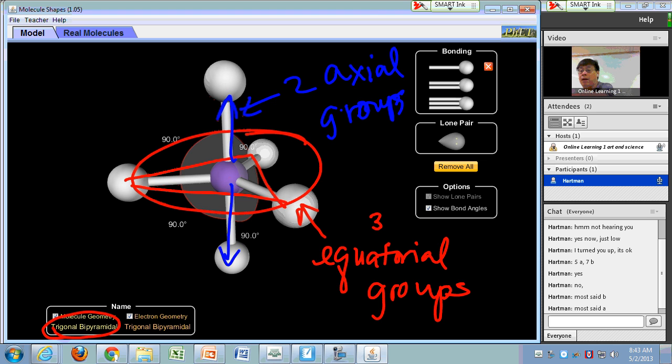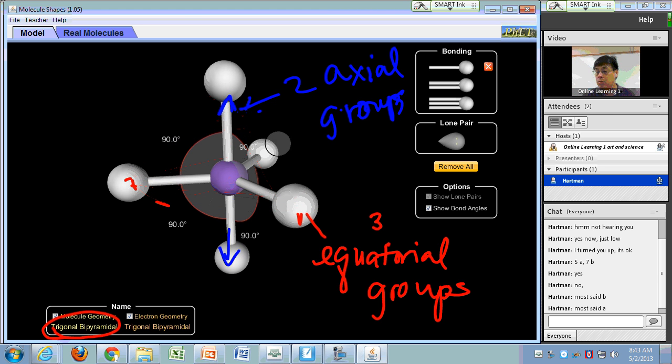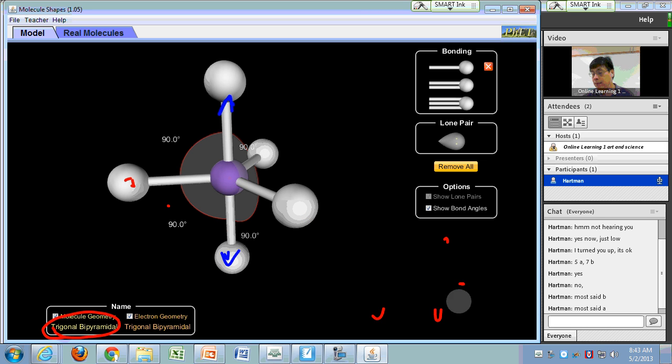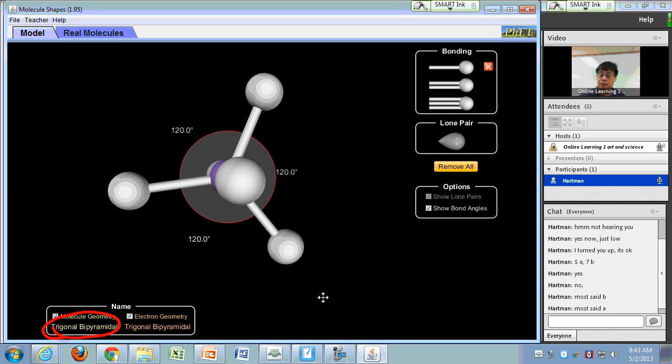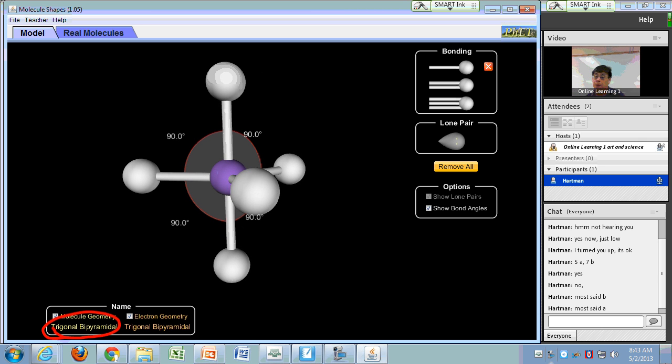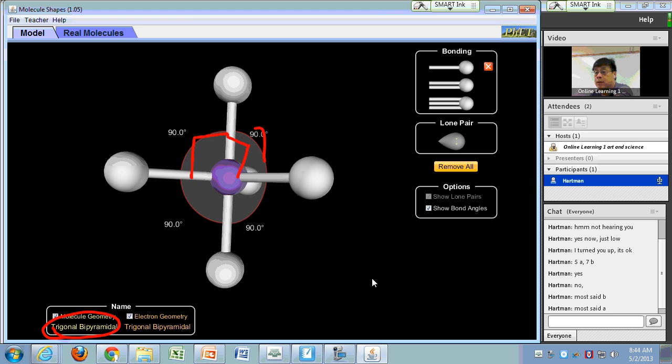So what are the angles here? The equatorial groups are 120 degrees away from each other, right? And so as you've seen earlier, let me turn this thing around. Your equatorial groups are 120 degrees from each other. Okay, that's 120, that's 120, that's 120. Compared to that, the axial groups are perpendicular to the equatorial groups. So that's a 90-degree angle there, that's a 90-degree angle there, that's a 90-degree angle right here. Okay, so those are the angles in this geometry.